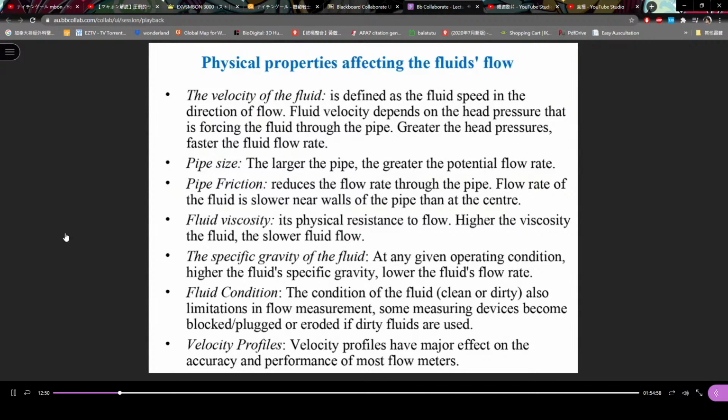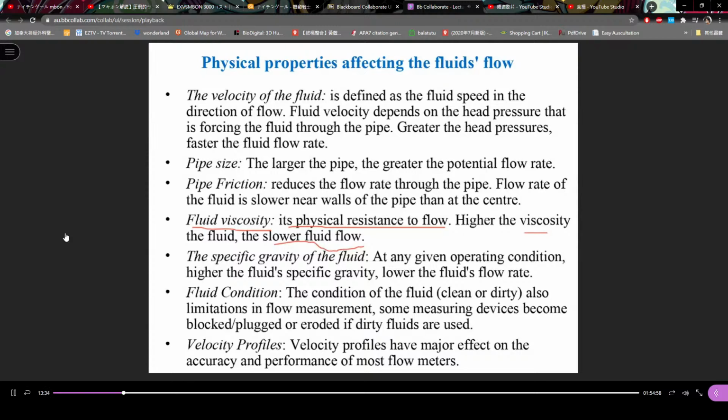Another one is fluid viscosity. I showed the two fluid viscosities last session. What are they called? Dynamic viscosity, and if you divide it by density, then it's kinematic viscosity. To know the relationship, usually we use dynamic viscosity. It's the physical resistance to flow. Higher viscosity means slower flow rate.